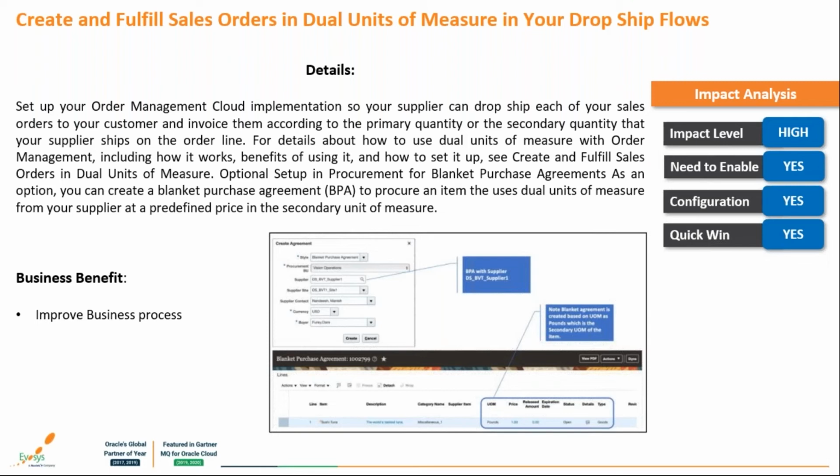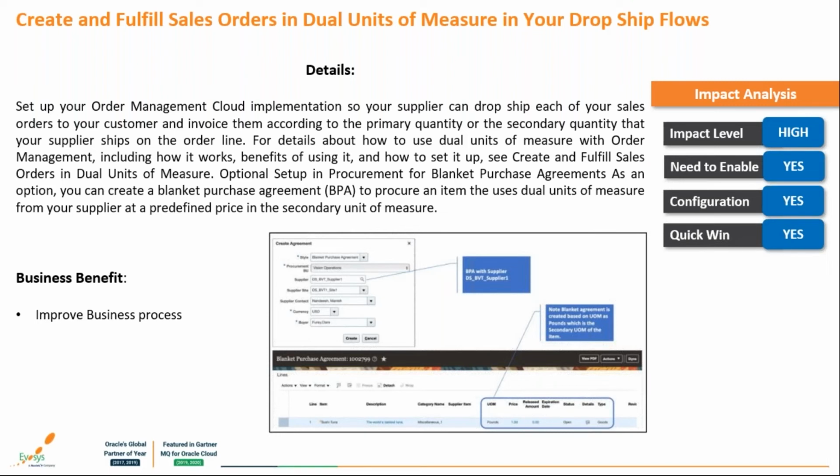Create and fulfill sales orders in dual units of measure. For further information on how to utilize dual unit of measure with order management, including how it works, what it can do for you, and how to set it up. Optional setup for blanket purchase agreement in procurement. You can form a blanket purchase agreement with your supplier to obtain an item that utilized dual unit of measure.